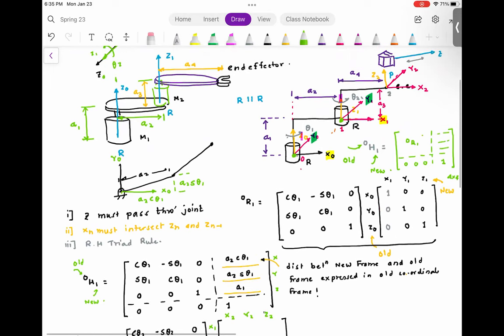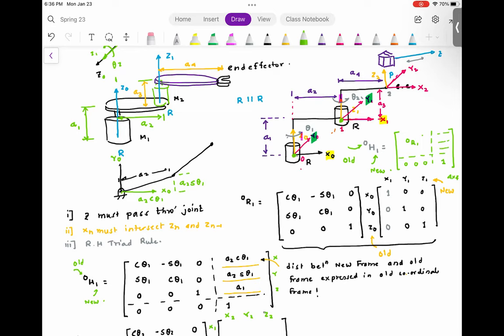So let's look at the projection of x2 onto x1. Can you see x2 is aligned with x1? You see that? X2 is in the same direction as x1. So I'm going to have 1 over here, 0, 0. Y2 is aligned with y1, so same case as this. And z2 is aligned with z1. Can you see that? Since x2 is aligned with x1, y2 with y1, and z2 with z1, here as well I'm going to get an identity matrix.